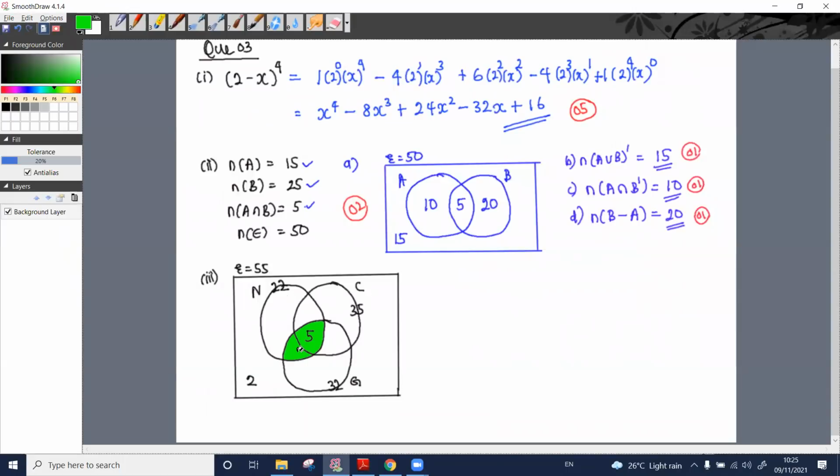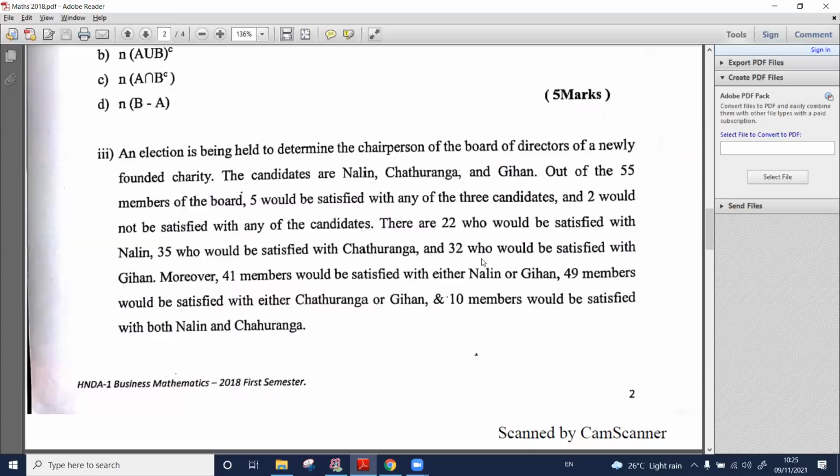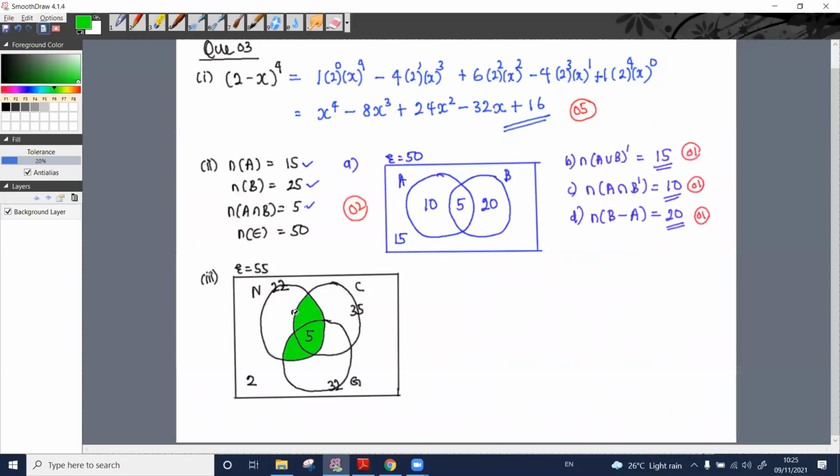No, right? This is what Nalin and Gyan. මේ Nalinට සහ Gyanට කැමති අය තමයි මේ region එකෙන් පෙන්නන්නේ. හැබැයි මෙතන 41යි කියලා කියන්නේ මොකද්ද? Right? Number of members who would be satisfied with either Nalin or Gyan. Nalinට හෝ Gyanට කැමති කිව්වොත් it is about this region, this whole region. That is 41. මෙන්න මේ සම්පූර්ණ කොළ පාට region එකේ කී දෙනෙක් represent කරන්න ඕනද? 41ක්. Right?